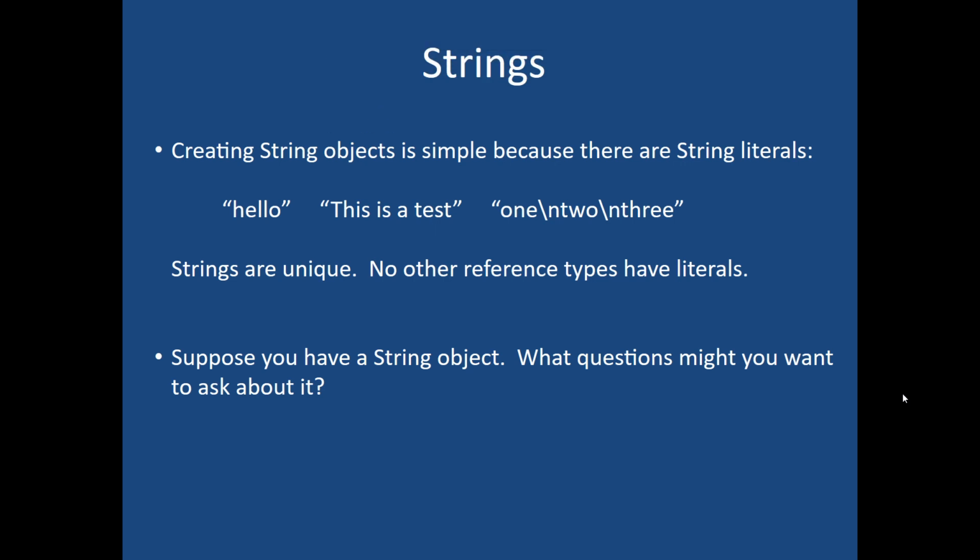We haven't talked much about strings. Strings are different from ints and booleans and chars and doubles because those latter four are primitive values, and strings are objects. And here's the difference.